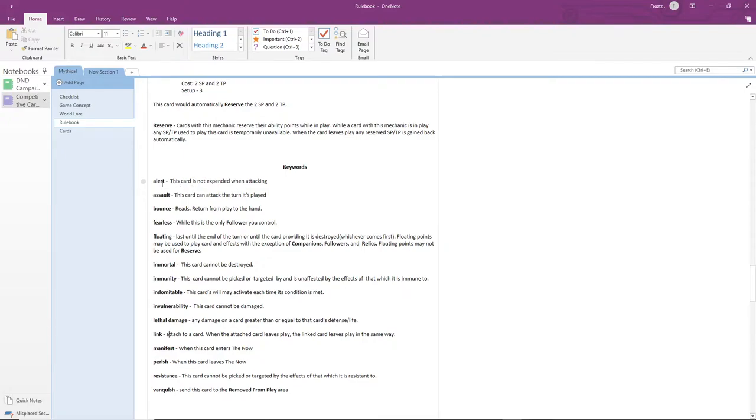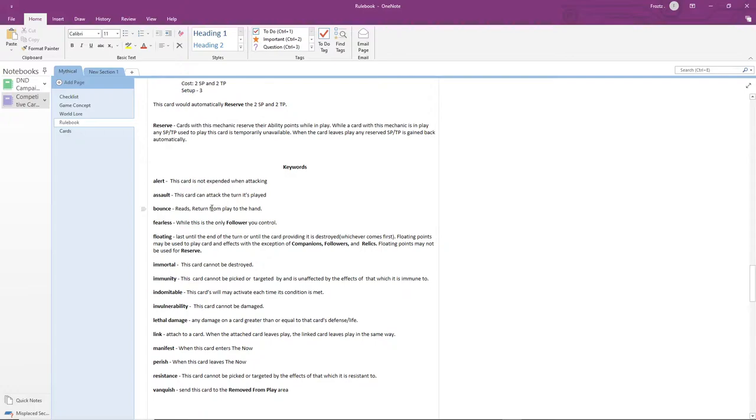One of the first keywords I added is alert. In case you don't remember, keywords are just words that take up the place of all the text after them. Alert means this card is not expended when attacking. In this game, you will have to turn your card, or do something to your attackers, so that the defender knows that you've already attacked, as cards can only attack once per turn unless they have an effect that says they can attack multiple times. In some games it's called exhausting, and in others it's called tapping. For right now I'm just going to call it expending, though that is subject to change.